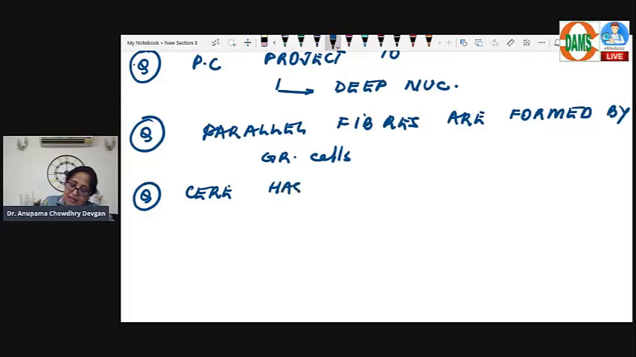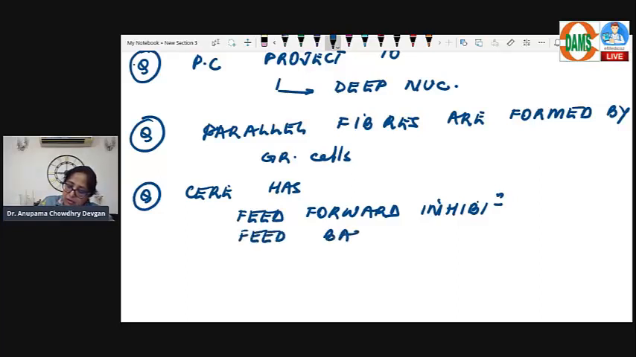Cerebellum has feed-forward inhibition, feedback inhibition, or both types of inhibition? Answer, both types of inhibition.